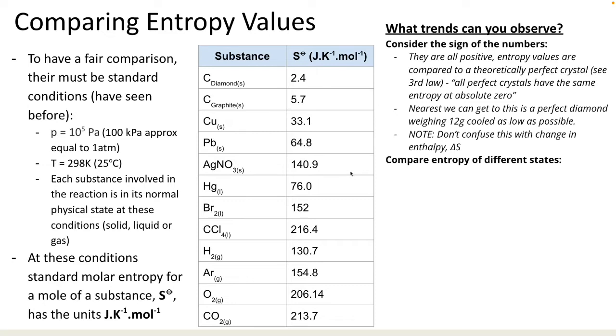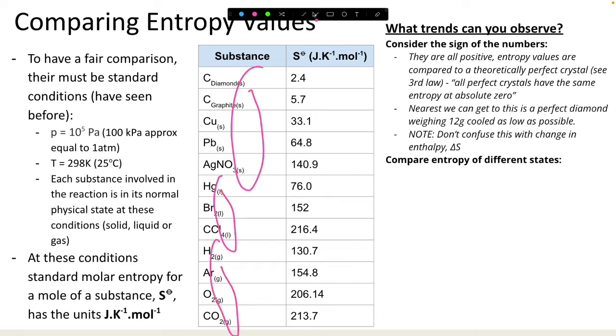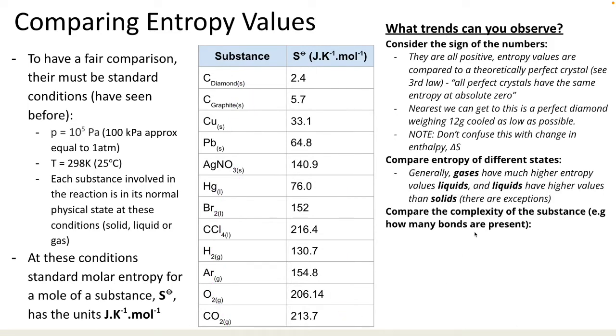What about the entropy of the different states? We have solids, we have liquids, and we have gases. And what you might be able to observe going down, generally, gases have a higher entropy value than our liquids. Liquids have a higher entropy value than our solids. We'll very much talk about why this is a bit later on in the lesson.